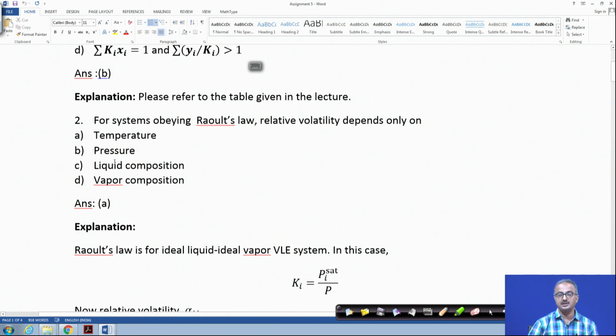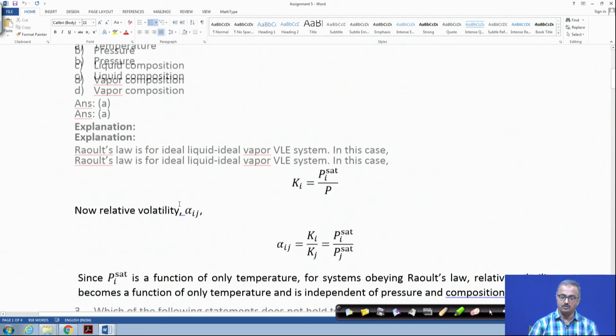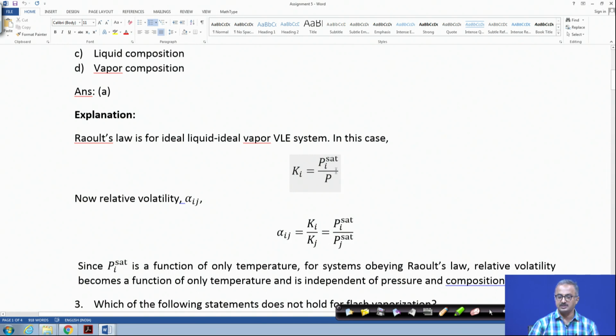First thing you have to understand is that whenever we talk of Raoult's law, it means that these are ideal solutions: ideal gas mixture, ideal liquid solution. Okay. So in those cases, what we found in our lecture is that the value of the equilibrium constant is the ratio of the vapor pressure of the particular component to the total pressure. With this definition, we can see that the relative volatility becomes simply the ratio of the two vapor pressures.